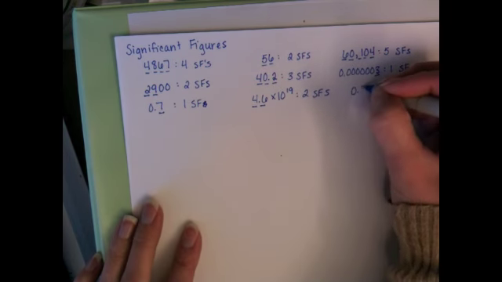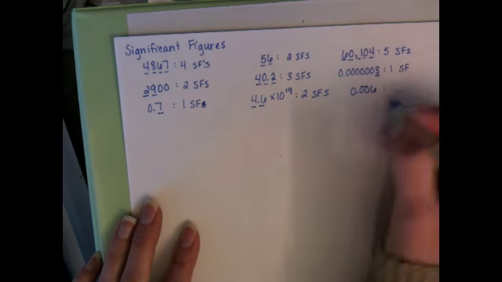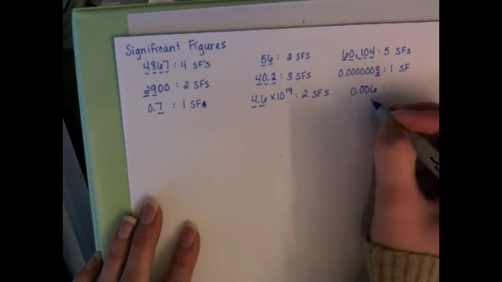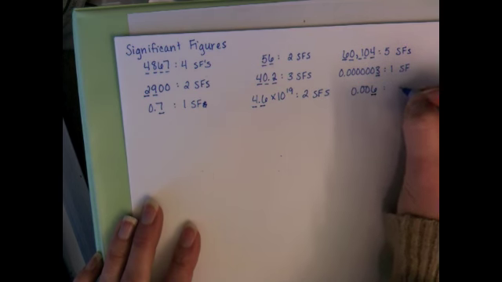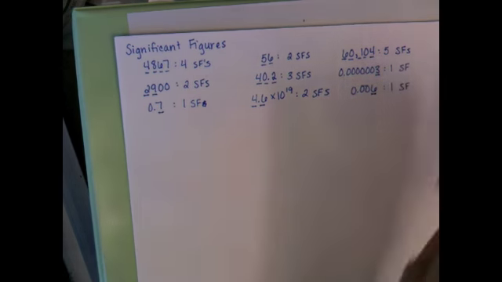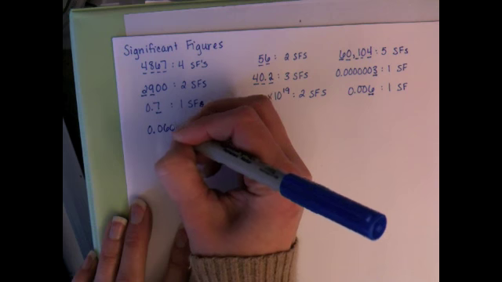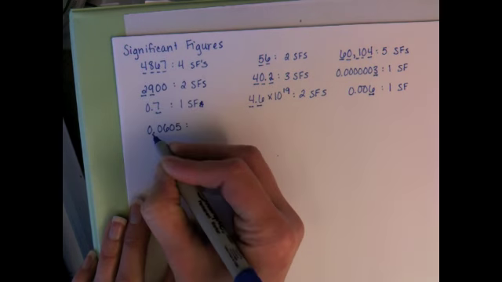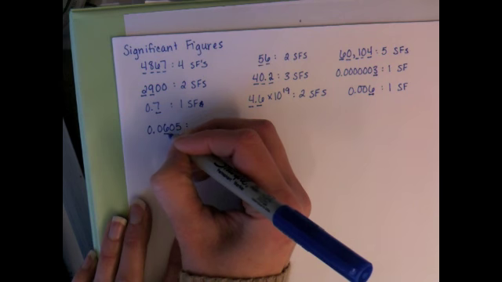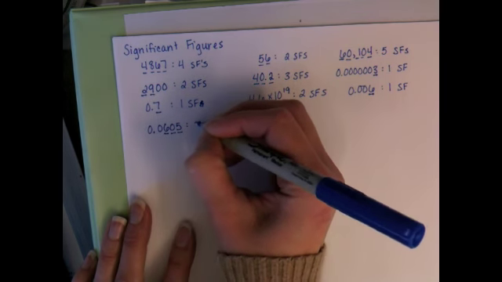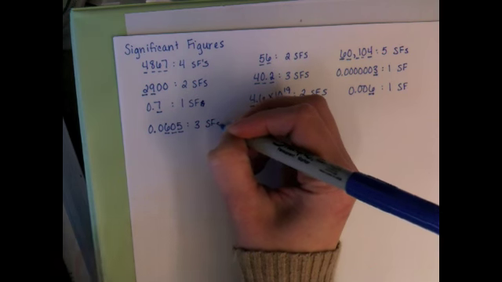Here's another one, 0.006. When there's a visible decimal point, first non-zero digit, and everything afterwards. This is 1 sig fig. 0.0605. We've got a visible decimal point, so we count the first non-zero digit and everything after. 3 sig figs.